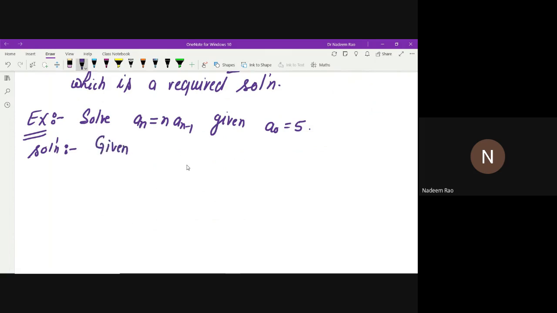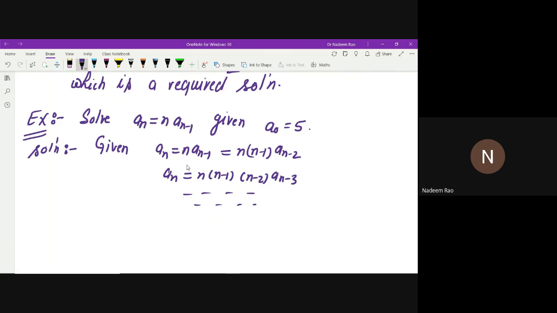Given a_n equals to a_{n-1}. Okay, then it will be a_{n-1}, a_{n-2}, and n-1, n-2, n-3. Okay, n-3, and then it will go up to n-1, n-2, n-k, a_{n-k-1}. Okay, and k-1.